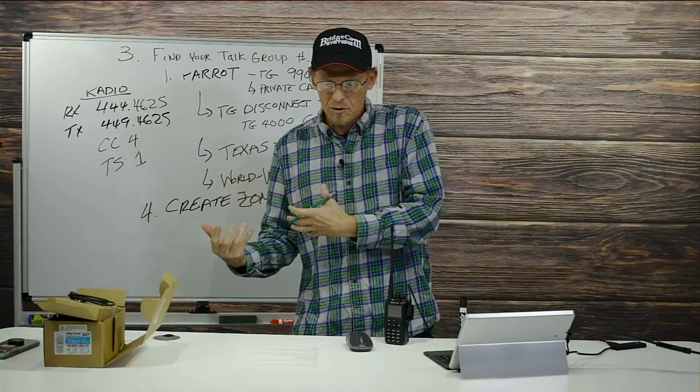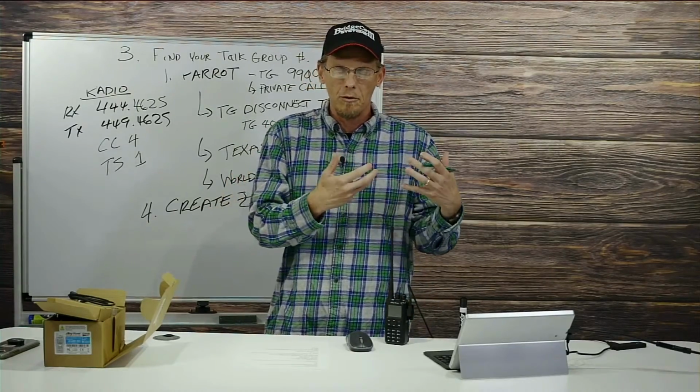And I now know where to go find all this. I know to go to radioid.net to find my DMR ID or get one. I know I can go to repeaterbook.com and find a repeater. I now know I can go to this pistar.uk website and find all these talk group numbers to build this code plug.